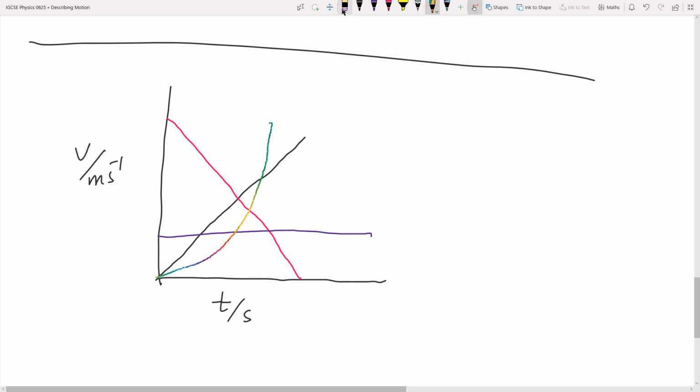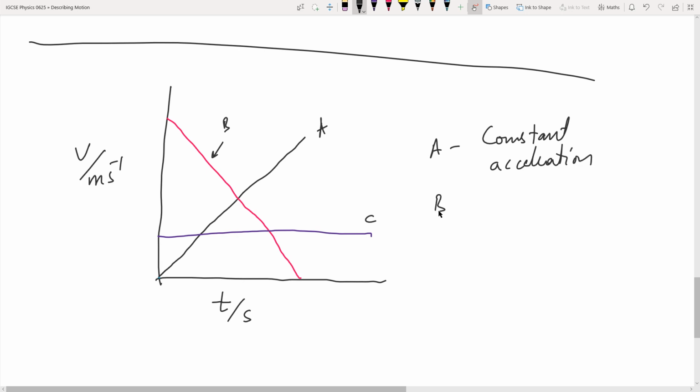Okay, let me just separate these two. Okay, let's discuss these three cases. A, this is B, and this is C. So A is constant acceleration, B is constant deceleration. Why? Because it's a negative trend, right?